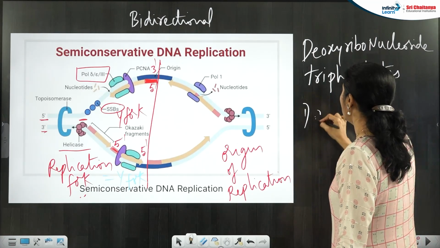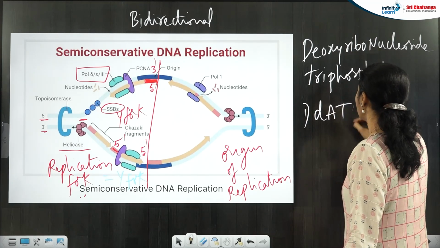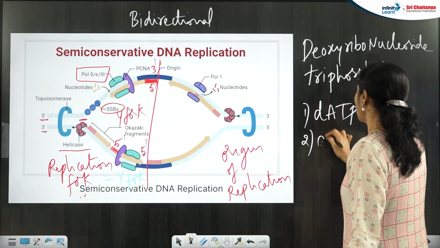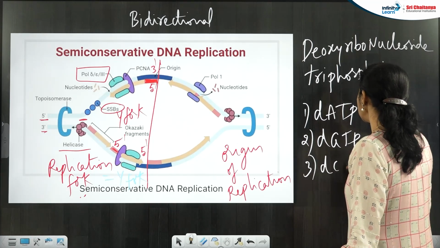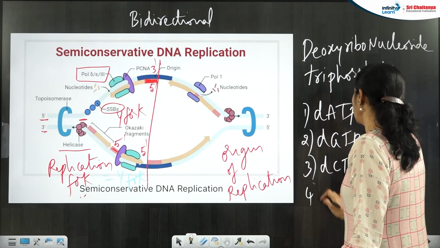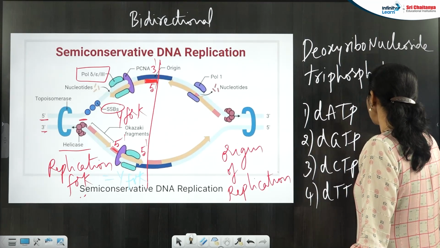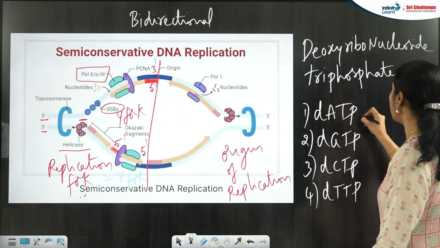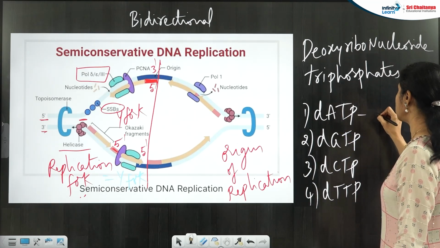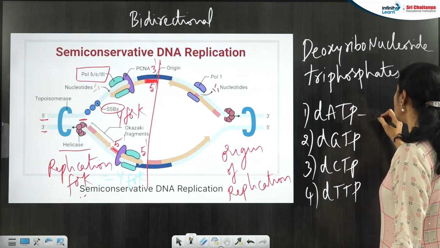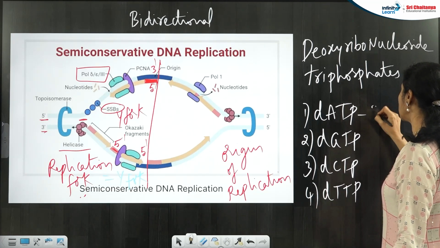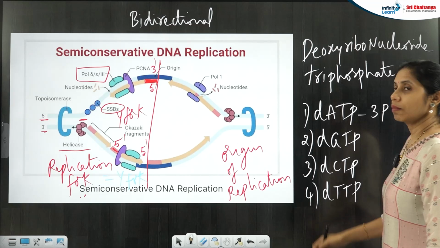They will be in this form: dATP, dGTP, dCTP, dTTP. They will have the deoxyribose sugar and adenine base, and with 3 phosphates. So, 3 phosphates will be there here.